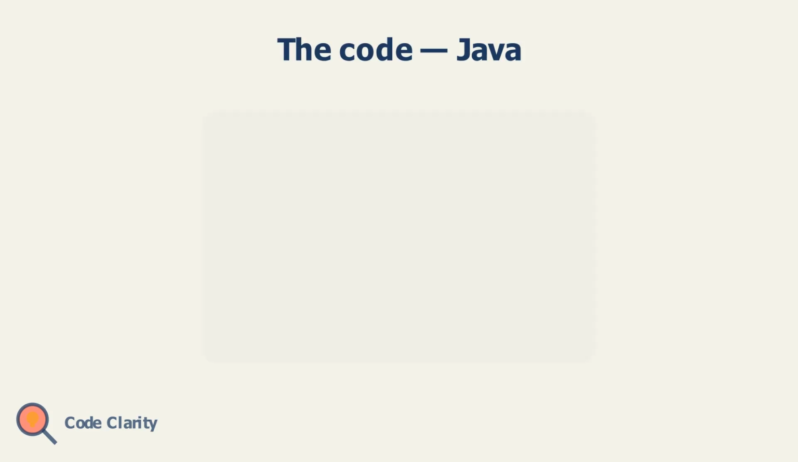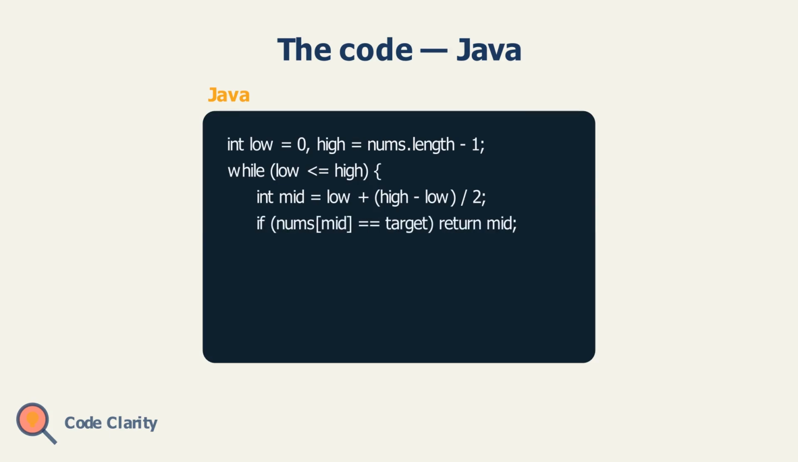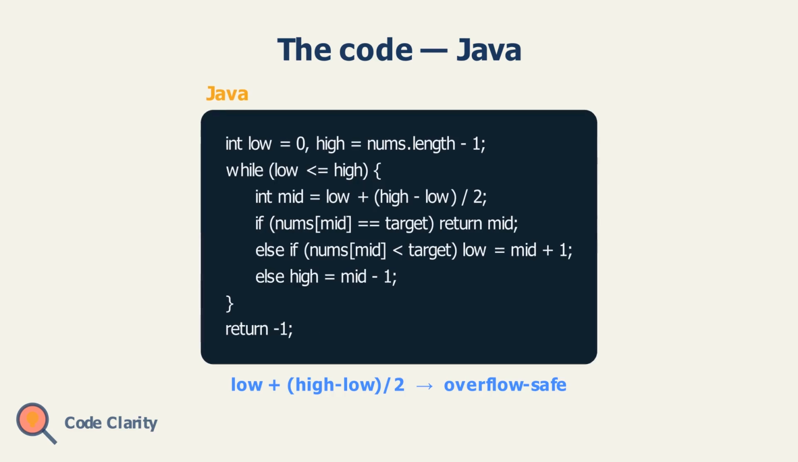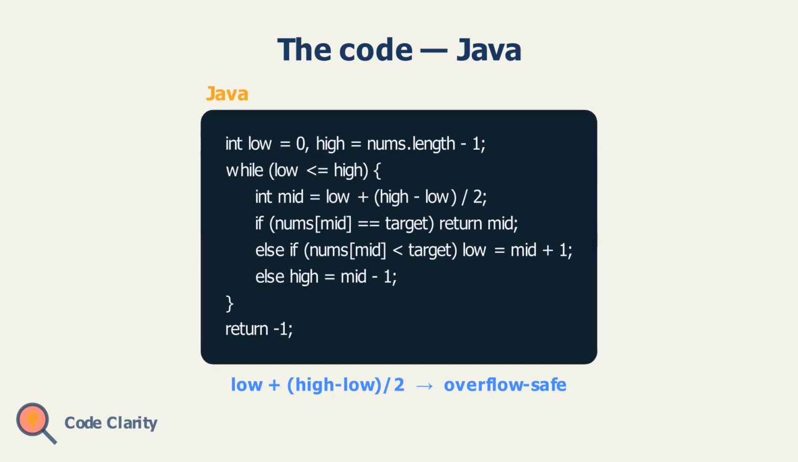Here's the Java. Low equals 0, high equals length minus 1. While low is less than or equal to high, and remember that equal to, it matters in a second, compute mid. And notice we write low plus (high minus low) over 2, not (low plus high) over 2. If nums at mid equals the target, return mid. If it's smaller, move low to mid plus 1. Otherwise, move high to mid minus 1. If we fall out of the loop, the target wasn't there, so return minus 1.